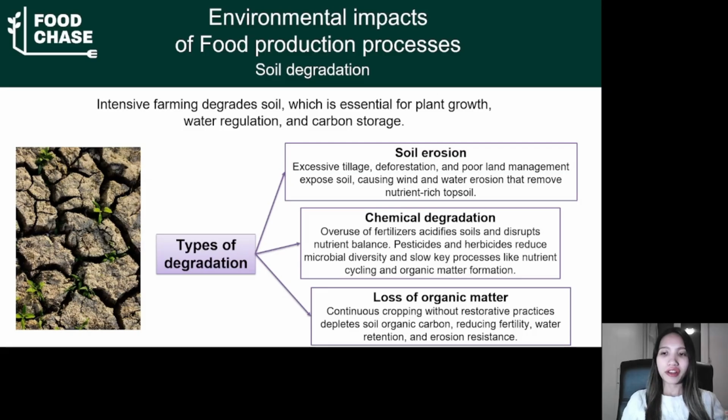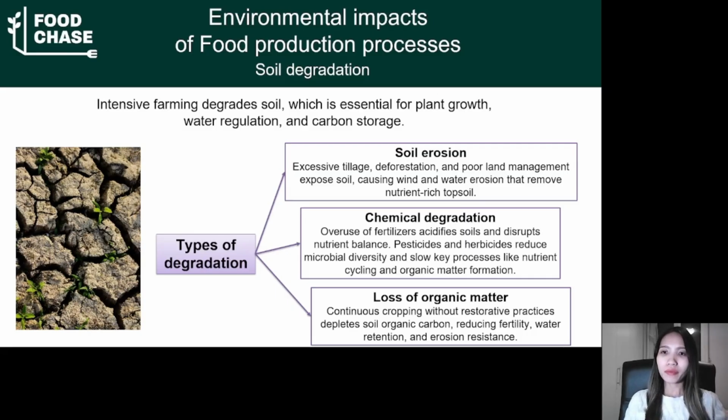Soil degradation is another impact. Intensive farming can degrade soil, which is essential for plant growth, water regulation, and carbon storage. There are several types of degradation. Soil erosion: in this phenomenon, excessive tillage, deforestation, and poor land management can expose the soil, causing it to be eroded by wind and water.